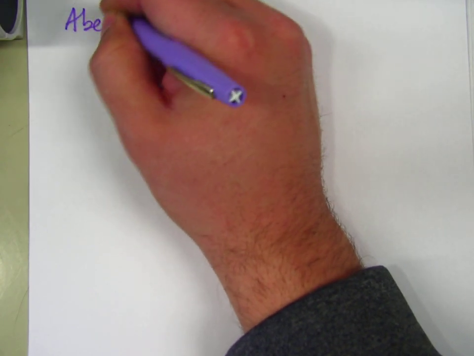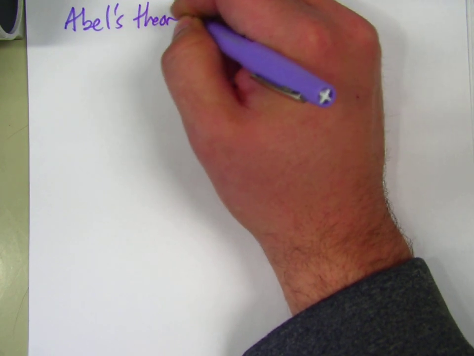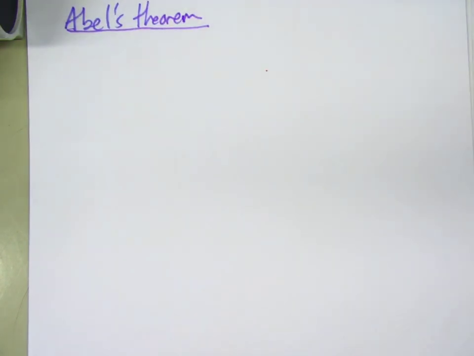All right, so now we're going to go ahead and establish Abel's theorem. And then if we have time, we'll do a quick example, because it's pretty easy once you understand how it works. So we've talked about the Wronskian already. This is kind of like another version of that and how we can use it.